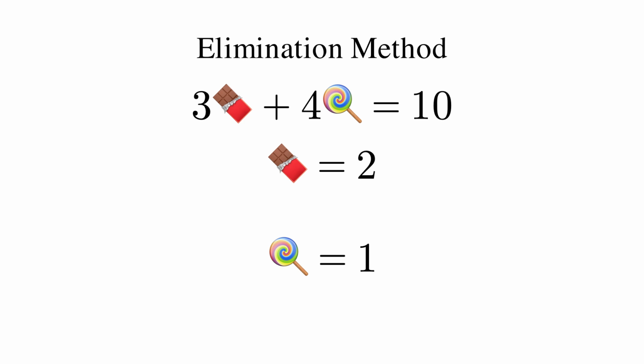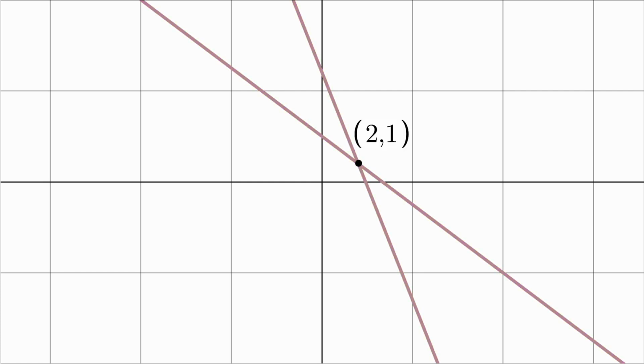This might sound like a coincidence, but remember back to the two lines we saw earlier. The price of $2 for the chocolate bar and $1 for the lollipop is the only combination that satisfies both equations. So of course you will get the same result when you plug them into your equations.